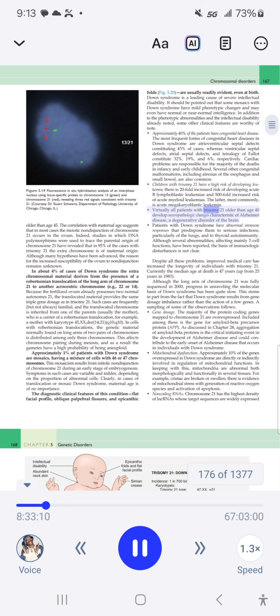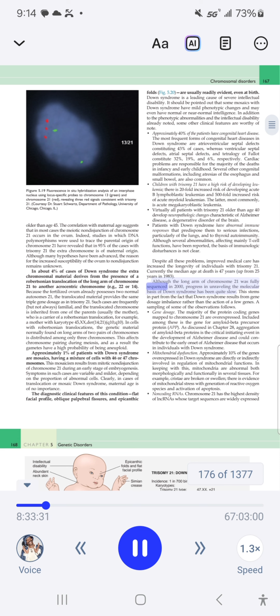Virtually all patients with trisomy 21 older than age 40 develop neuropathologic changes characteristic of Alzheimer's disease, a degenerative disorder of the brain. Patients with Down syndrome have abnormal immune responses that predispose them to serious infections, particularly of the lungs, and to thyroid autoimmunity. Although several abnormalities, affecting mainly T-cell functions, have been reported, the basis of immunologic disturbances is not clear. Despite all these problems, improved medical care has increased the longevity of individuals with trisomy 21. Currently, the median age at death is 47 years, up from 25 years in 1983.